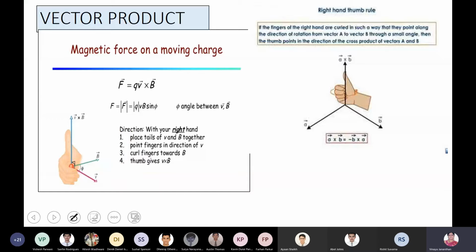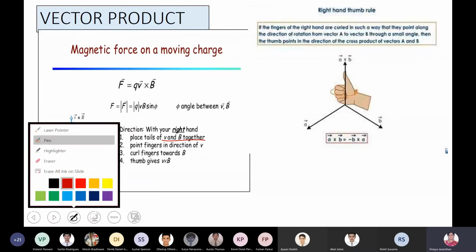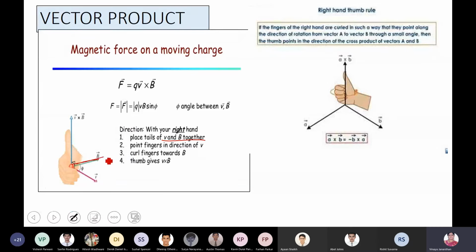Look at the statement. Place the tails of V vector and B vector together. So the tail of B vector and the tail of V vector, we are placing them together, say at this point. Then next one, point the fingers of your right hand in the direction of V. All the fingers of your right hand should be kept along the direction of V.